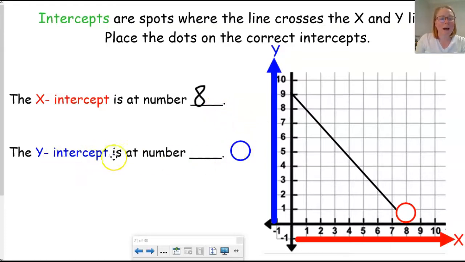Now, the y-intercept is at number, let's see, here's my blue line. Let's see, where does it cross? There it is. That's number 9. So our y-intercept is at the number 9. Great job. Thank you for helping.